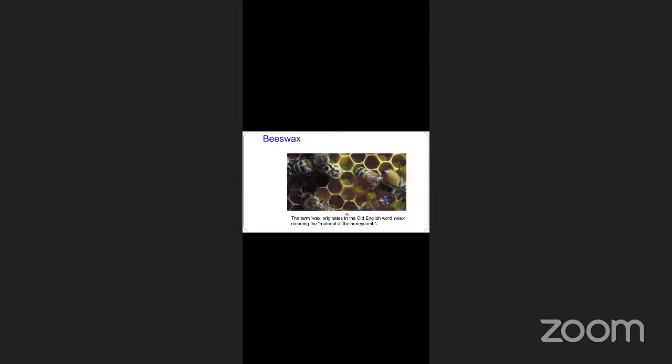So here you can see the beeswax. Wax is an old English term. Wax means the material of the honeycomb. So this is about storage lipids.